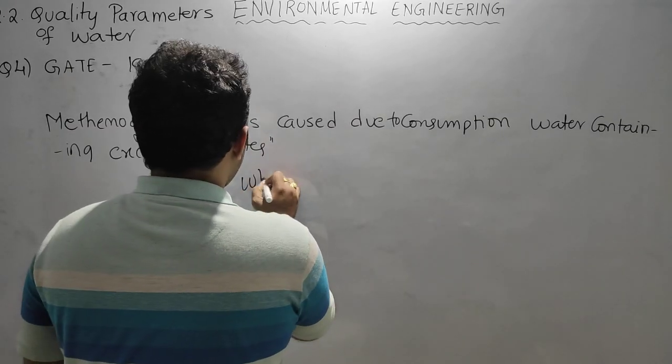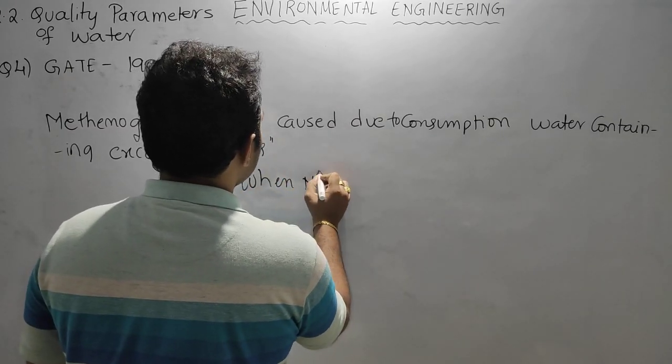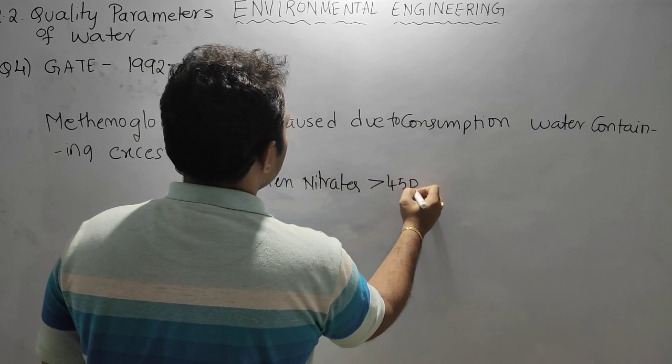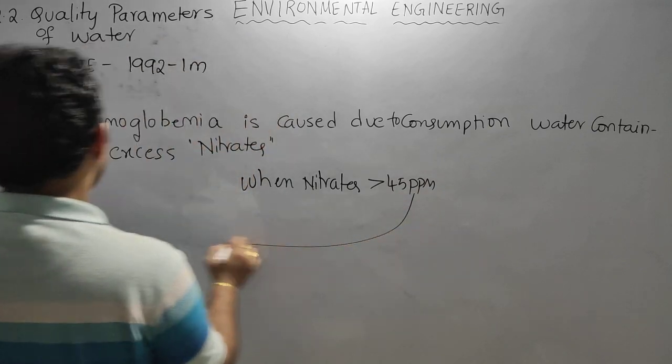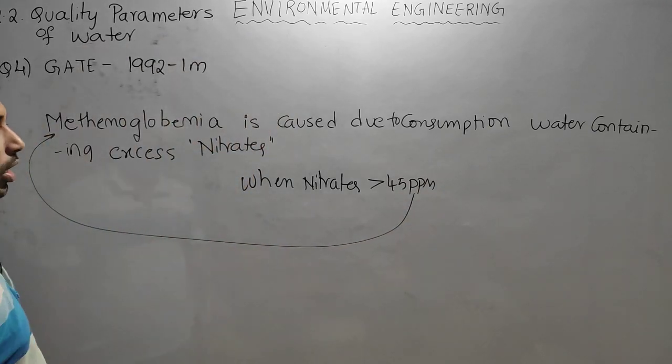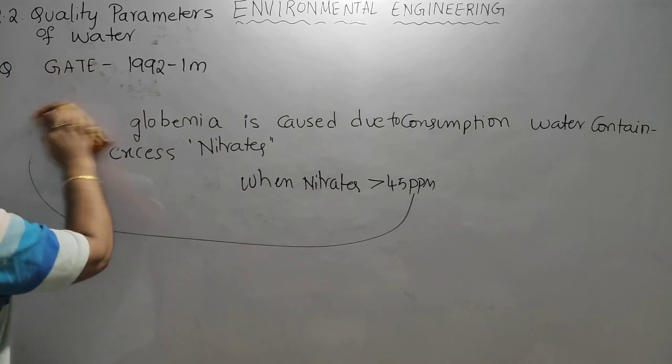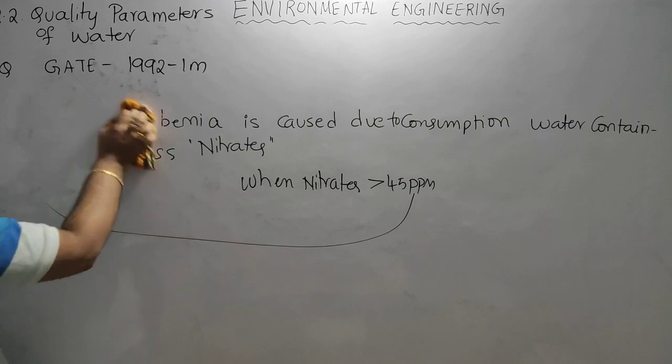When nitrate concentration is more than 45 ppm, then it causes methemoglobinemia. It is the 1992, 1 mark, 4th question. The 5th question is again a theoretical question, 1992, 1 mark only.